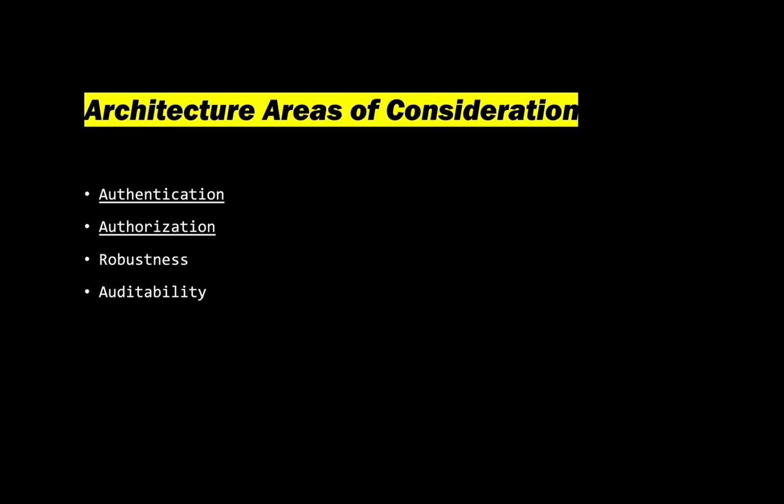For this assignment 5, we selected authentication, authorization, robustness, and auditability, these four architecture areas as our research objectives. First of all, let me show you how authentication works in our system.